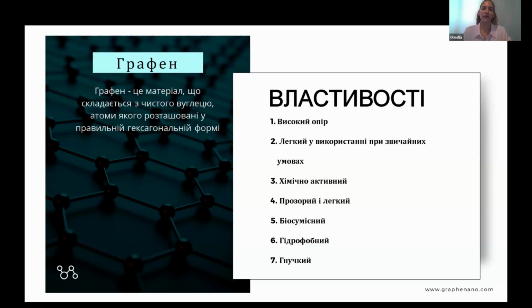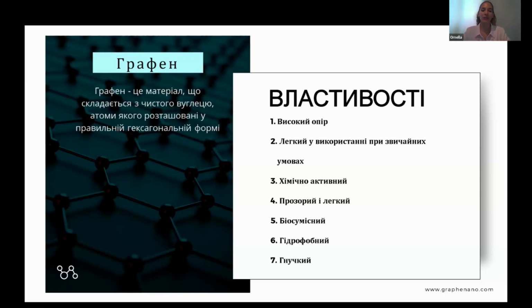Also, graphene reacts chemically with other substances. Also, it is transparent and lighter. For the dental sector, this is very important because graphene is not going to give more weight to the final prosthetic. Also, it's hydrophobic, which is going to help us not to absorb liquids in our prosthetic. And also it's flexible, antibacterial, and biocompatible, okay?